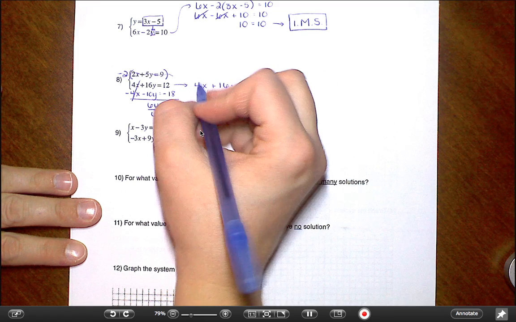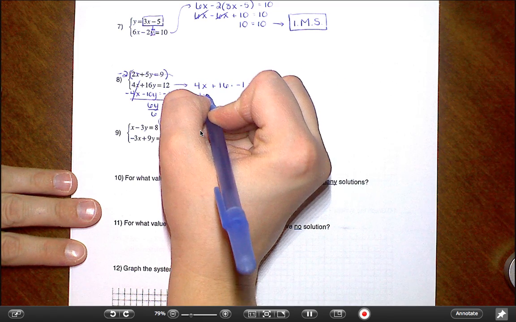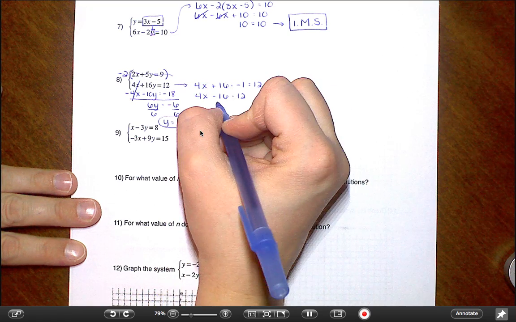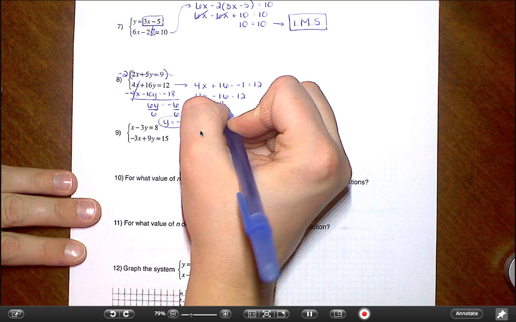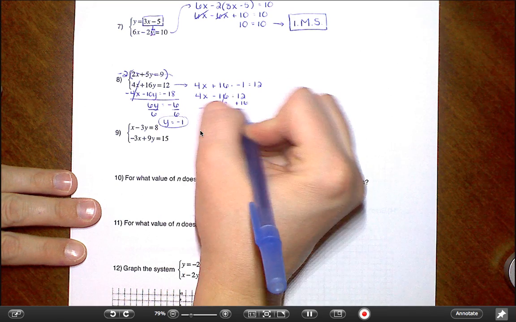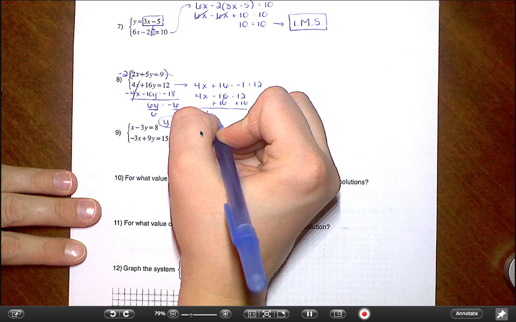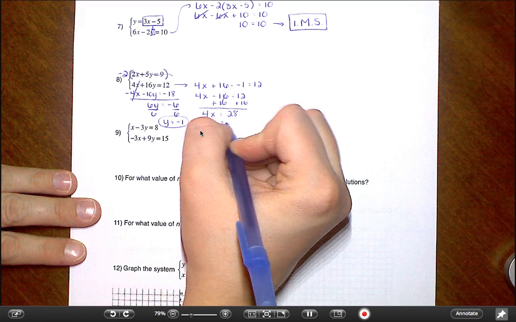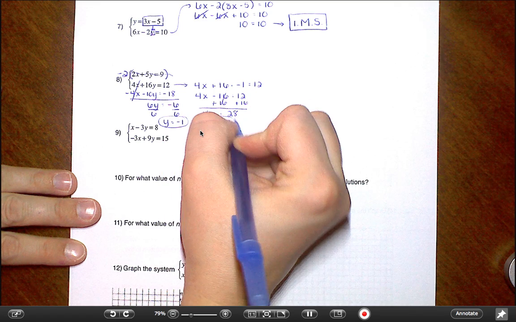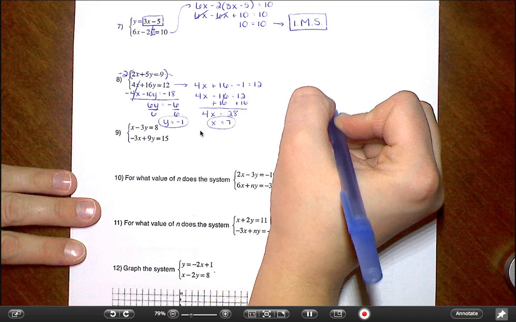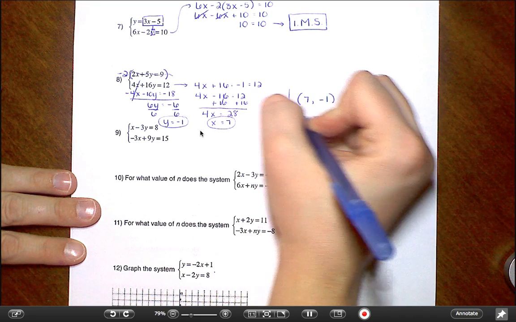Well, 16 times negative 1 is just negative 16, so that's 4x minus 16 equals 12. Add 16 and add 16. I end up with 4x equals 28. And then if I divide, I get x equals 7. And so as a coordinate, I would say (7, negative 1).